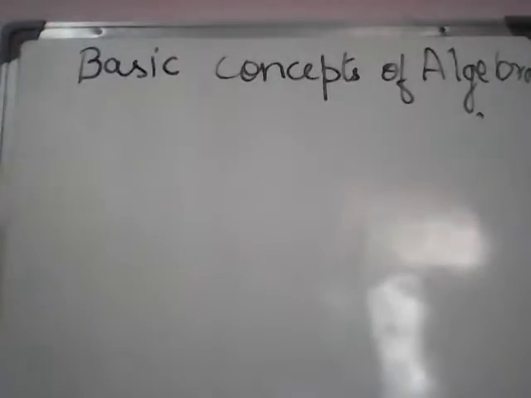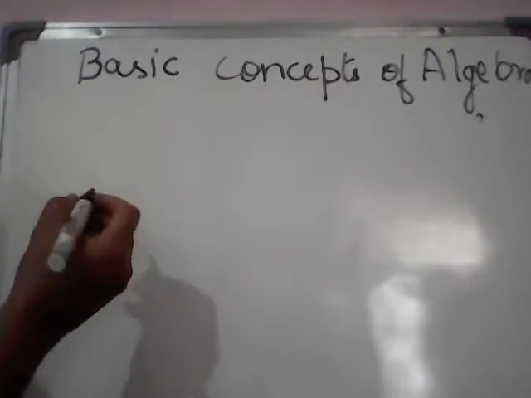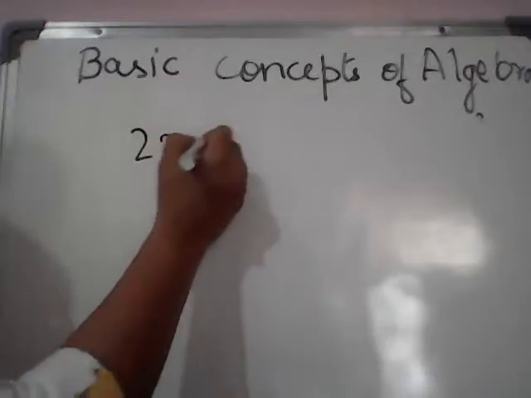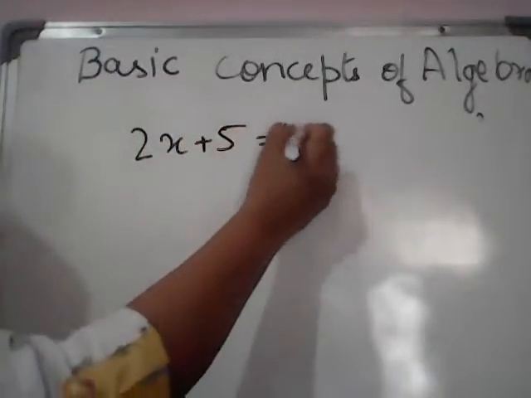Now in simplifying algebraic expressions, we use identities, but before identities, I would like to tell you what are roots of the equation, because now we are talking about equations. So root of the equation is the value of variable that satisfies the equation. Suppose we have 2x plus 5 is equal to 0.